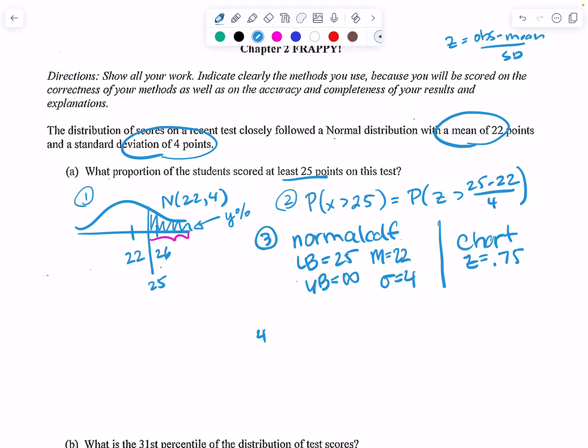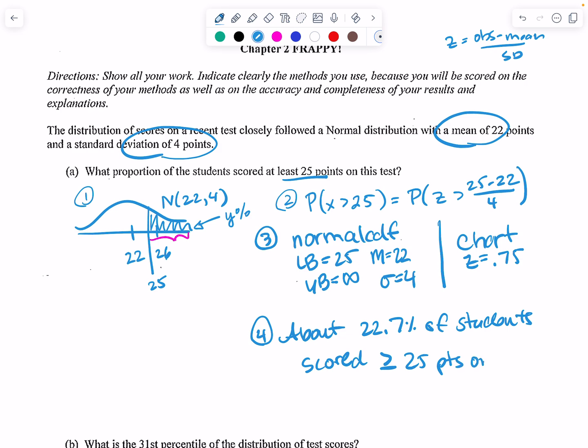So step 4, you're going to put about 22.7% of the students scored greater than or equal to, because it says at least 25 points on the test.